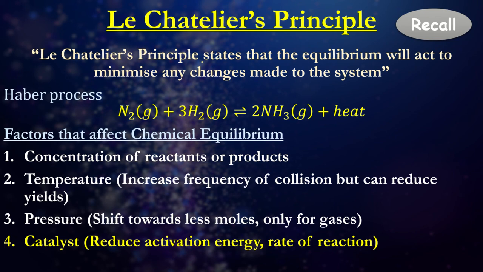We also talked about Le Chatelier's principle back in Module 5 and a little bit of Module 6, but mostly Module 5. Le Chatelier's principle states that the equilibrium will act to minimize any change made to the system. So things that can affect our equilibrium are concentration of reactants and products, temperature, pressure, and having a catalyst. A catalyst doesn't affect the direction of the equilibrium, but it does ensure that the reaction reaches the equilibrium point a lot faster. So that's the idea we have.